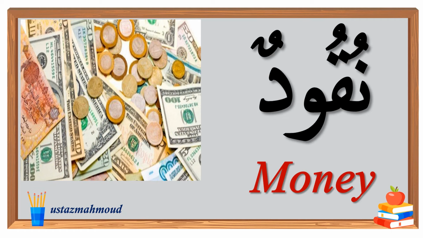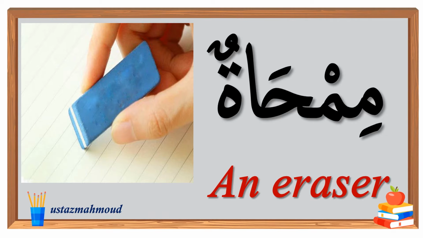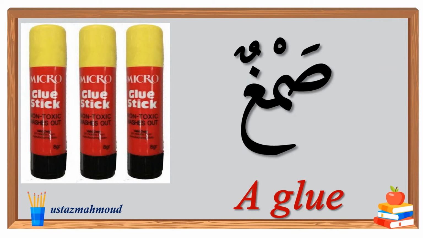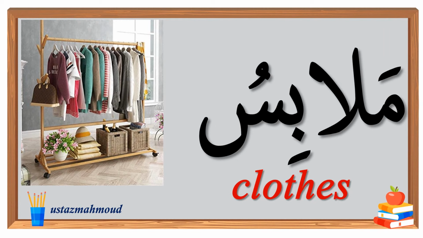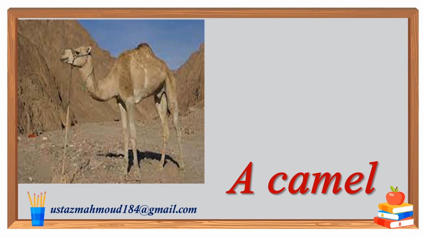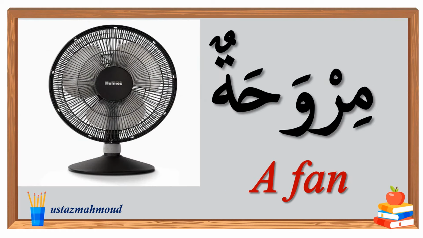نقود, money. نقود. An eraser. ممحاة. ممحاة. A glue. صمغ. صمغ. Clothes. ملابس. ملابس, clothes. A sword. سيف. سيف. A camel. جمل. A fan. مروحة. مروحة.